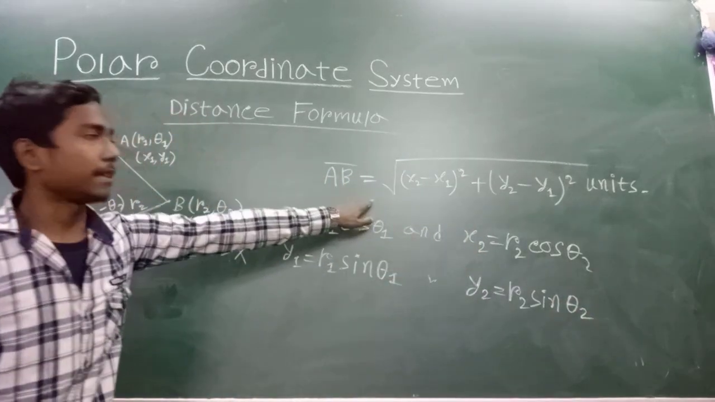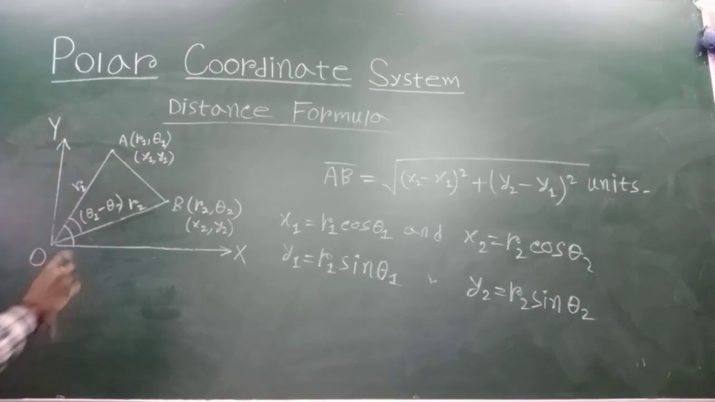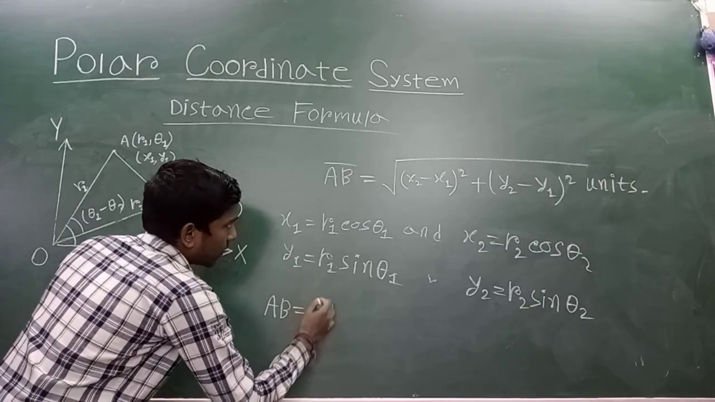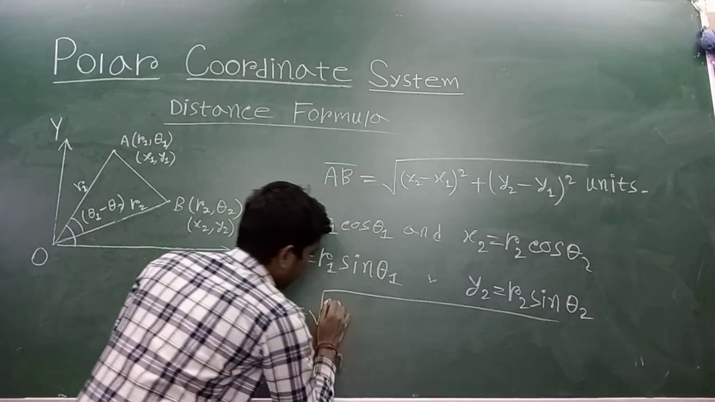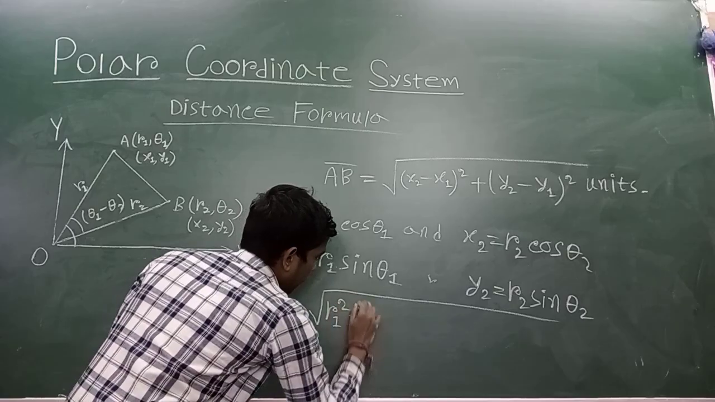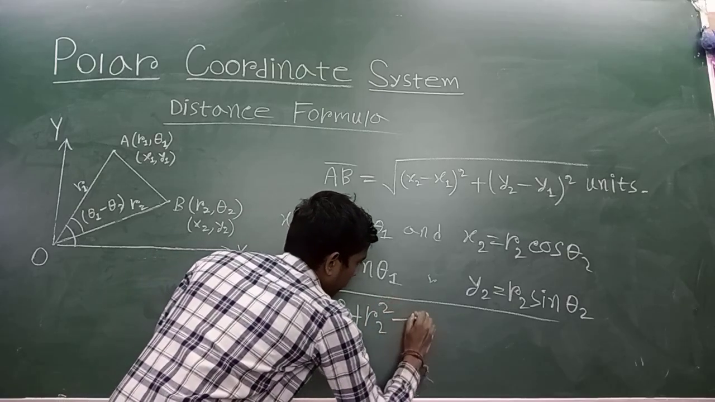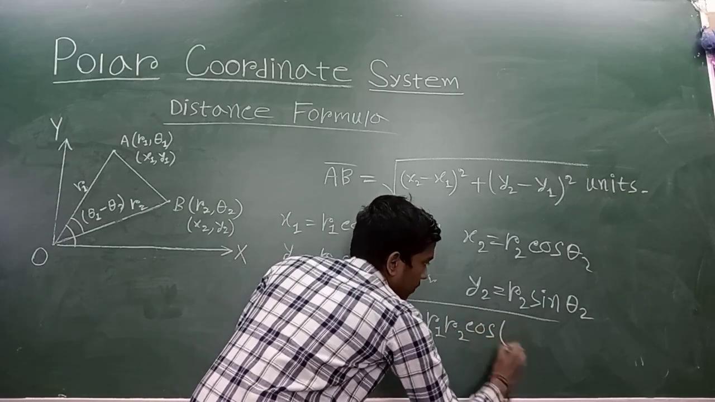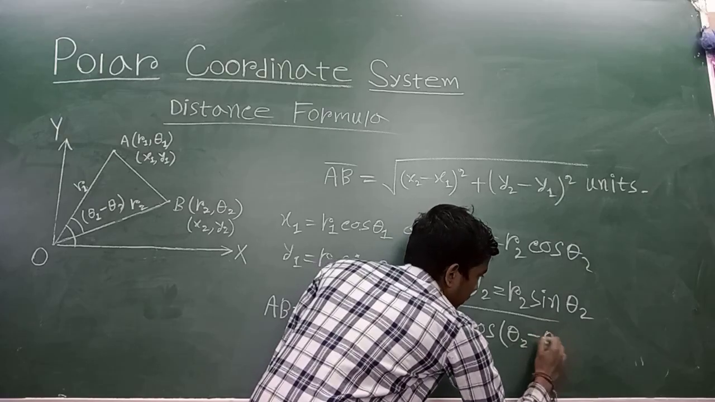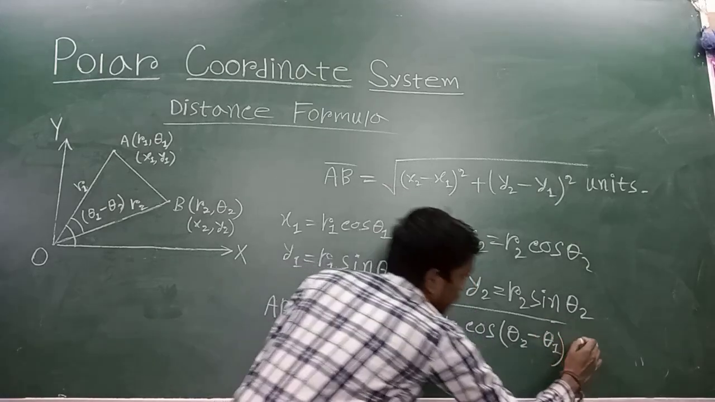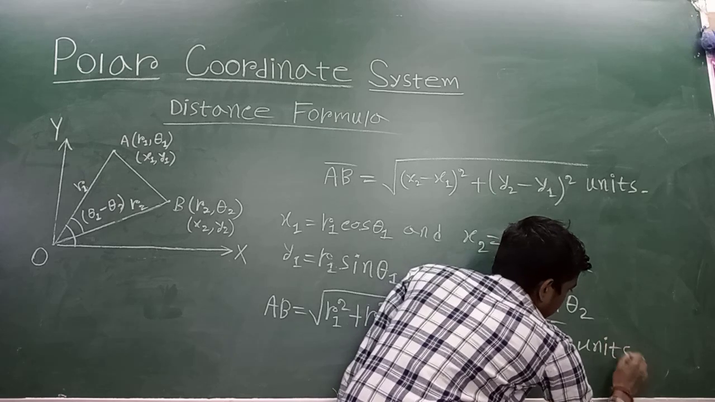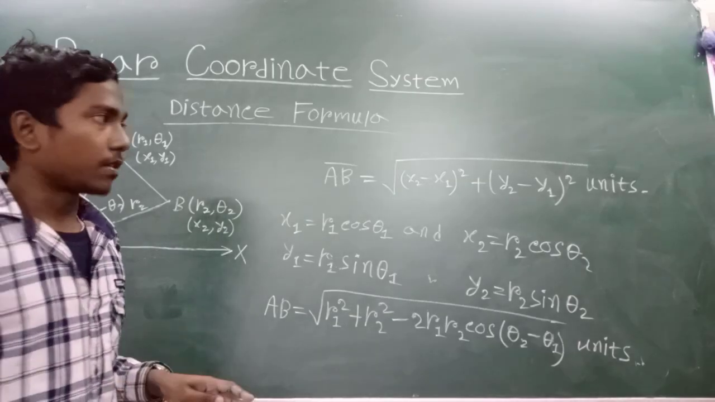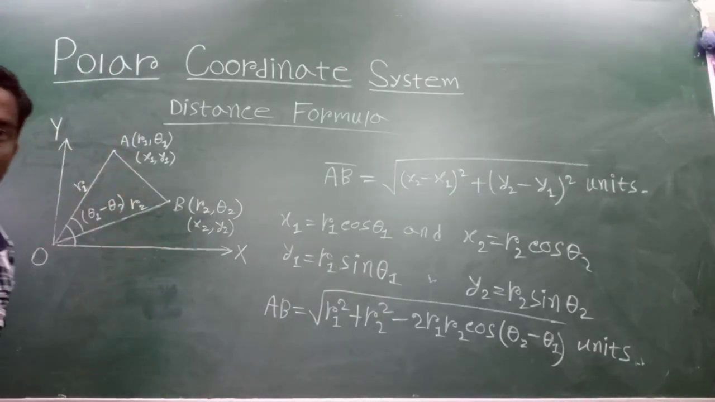By replacing these here, we get the formula to find the distance between any two points in polar coordinate system, and then distance AB is equal to root over r1 square plus r2 square minus 2 r1 r2 cos of theta 2 minus theta 1, or you can write theta 1 minus theta 2 also, it doesn't matter. Okay, so this is the distance formula between any two points in polar coordinate system whose coordinates are r1 theta 1 and r2 theta 2.